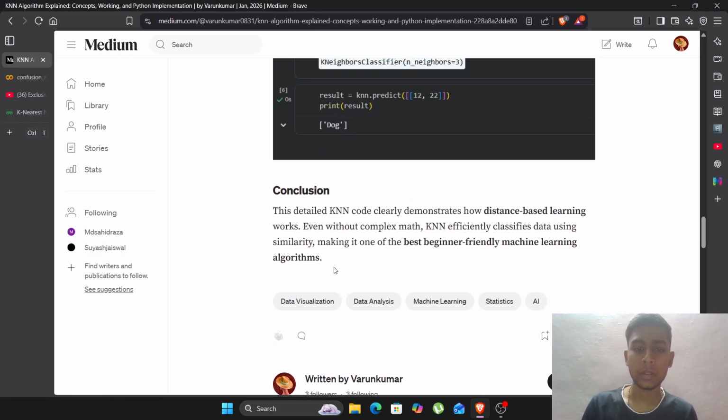And conclusion: the KNN code clearly demonstrates how distance-based learning works even without complex math. KNN efficiently classifies data using similarity, making it one of the best beginner-friendly machine learning algorithms.